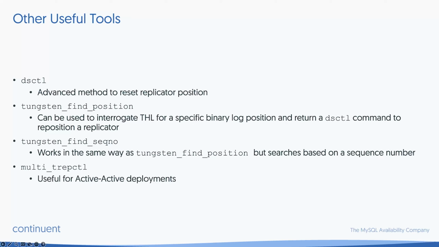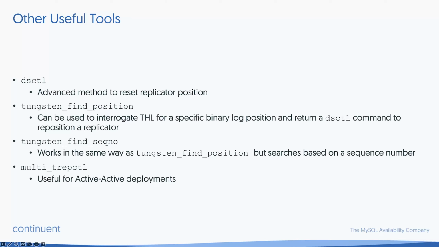Tungsten, find position, and find seek no, they're useful to interrogate THL. So find position, if you want to look in THL for a specific binary log position, and it will return the correct dsctl command that you can then use for the previous command to do the resets. Find seek no will search based on a sequence number, so you can either look through THL for a specific binary log position or look for a specific sequence number, and it will give you those dsctl commands for your resets. Again, it's advanced stuff. I'm not going to demonstrate it in this particular session or go into detail, and we'll talk about that, as I say, in later sessions.